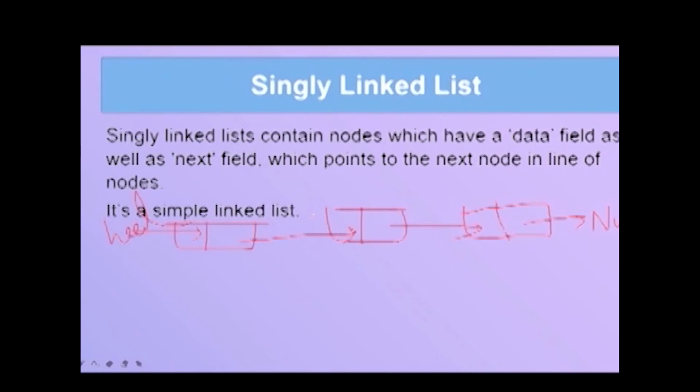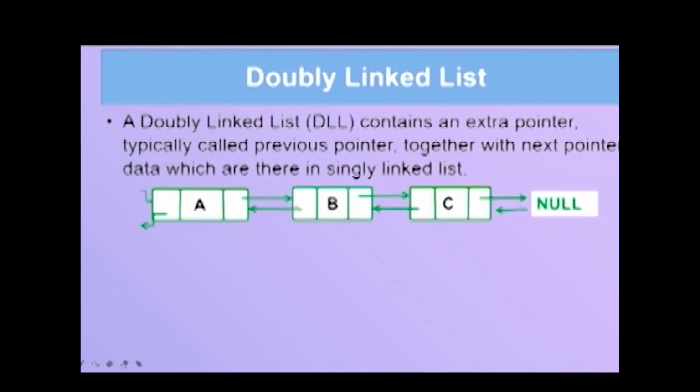Okay. Then doubly linked list. A doubly linked list contains an extra pointer, typically called the previous pointer, together with the next pointer and data which are there in a singly linked list. So in a singly linked list, we have only a next pointer to link with the next node, right? But in a doubly linked list, we have a next pointer and also a previous pointer to link with the previous node, right? In this way, the first node is pointed to by head.